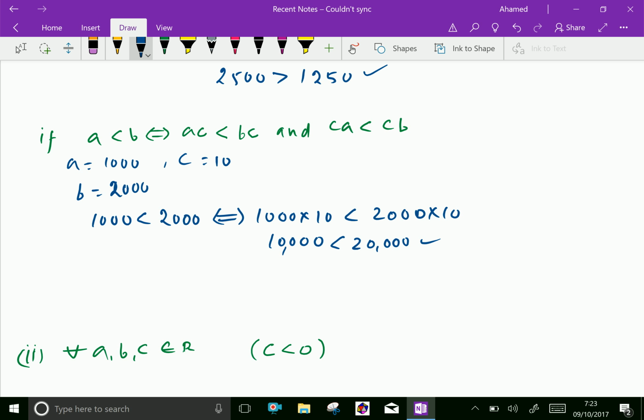Similarly, CA, just opposite of this one, that is commutative. 10 into 1000 is lesser than 10 into 2000. Here also 10,000 is lesser than 20,000.